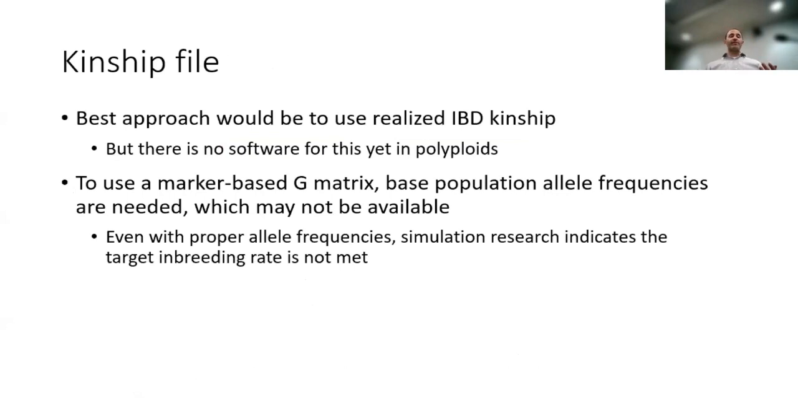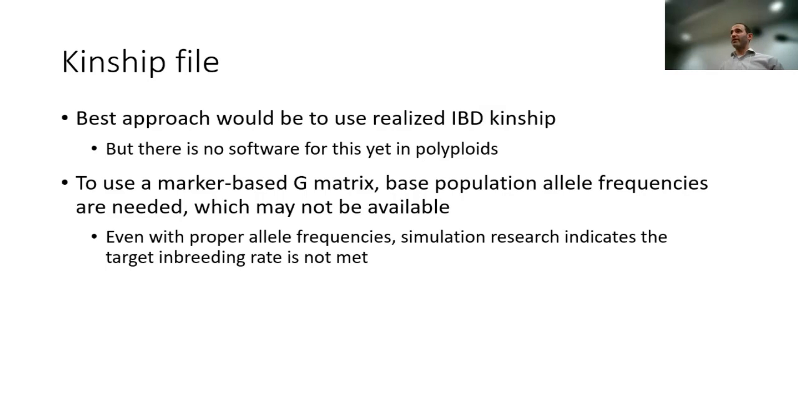What about the kinship file? Really the best approach for doing this would be to use what I would call realized IBD kinship. That would be if you actually took a pedigree and tracked individual haplotypes from the founders, and could calculate your kinship matrix based on that. There's no software to do that in a tetraploid or higher ploidy yet. That's something that we're hoping to do in the next couple of years.